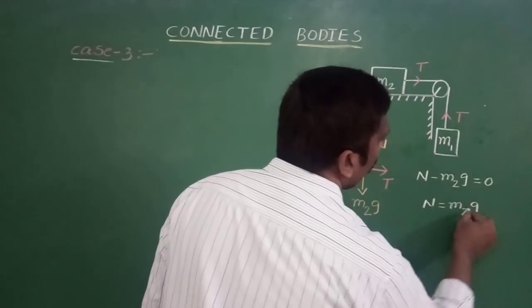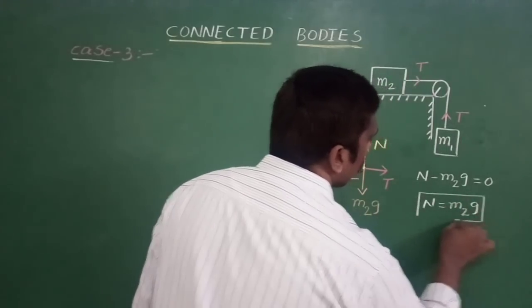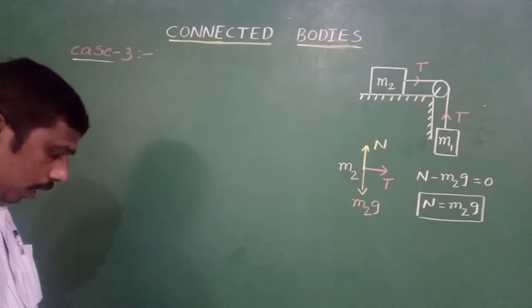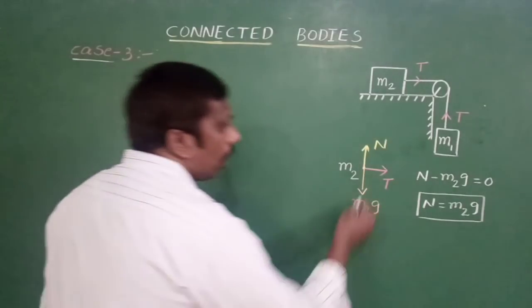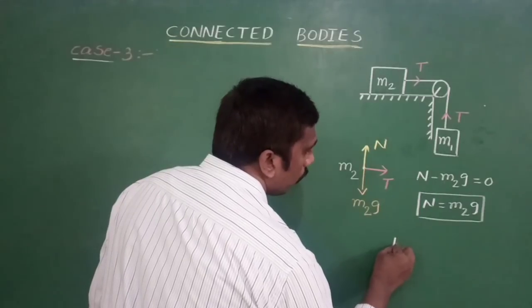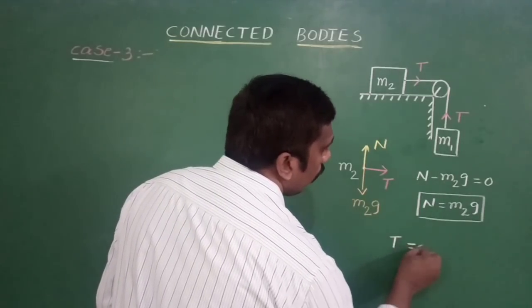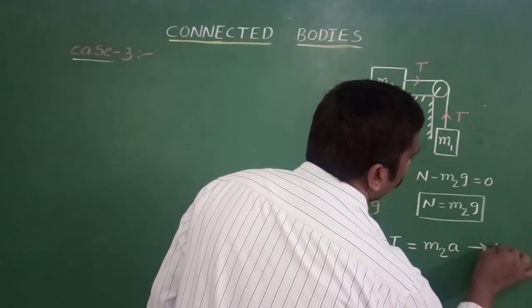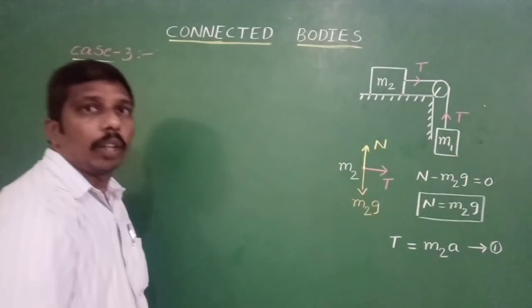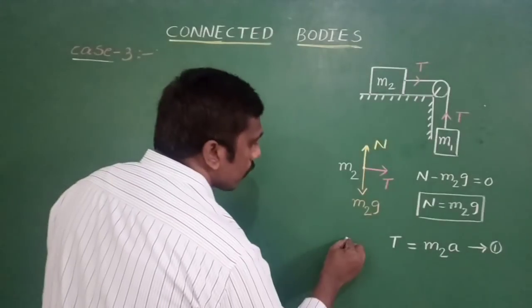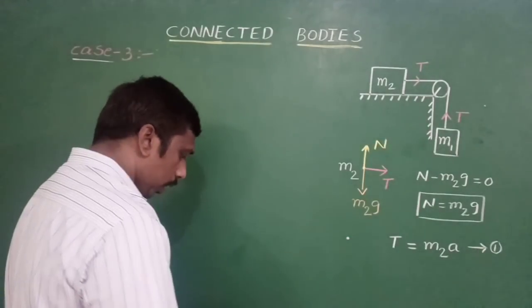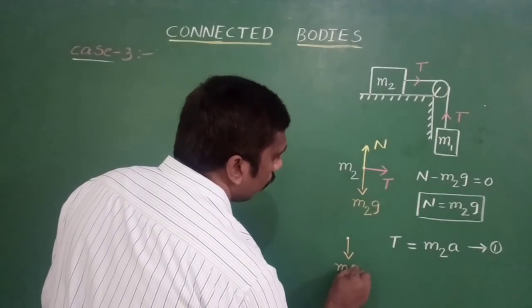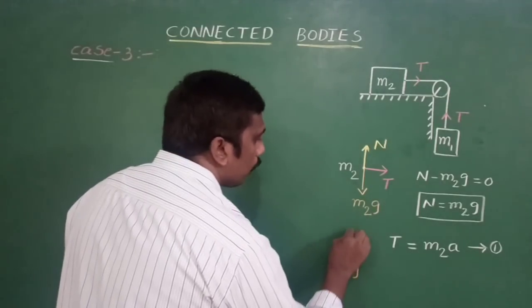Block 2 is in vertical equilibrium. So net force acting along the vertical direction is equal to 0. The block is moving along only the horizontal direction. Along the horizontal direction, only tension is acting. So tension T is equal to m2 into a. Say this is equation 1. And come to this block m1. On m1, two forces are acting along the vertical direction only. Its weight m1g is acting downward and tension is acting vertically upward.